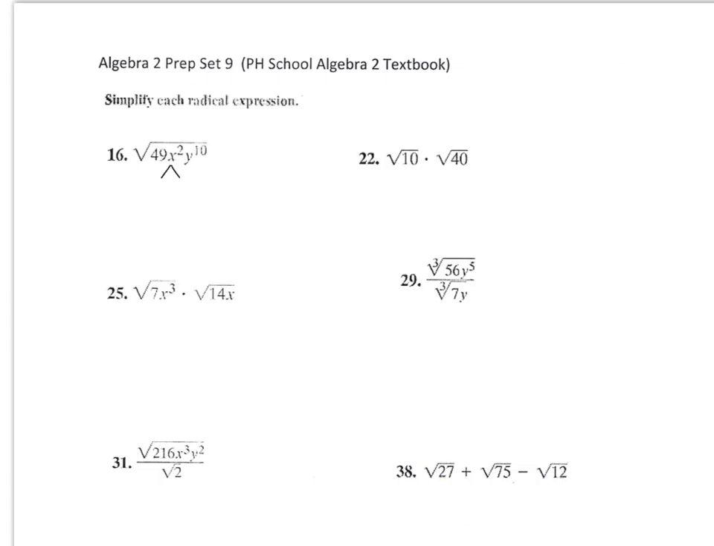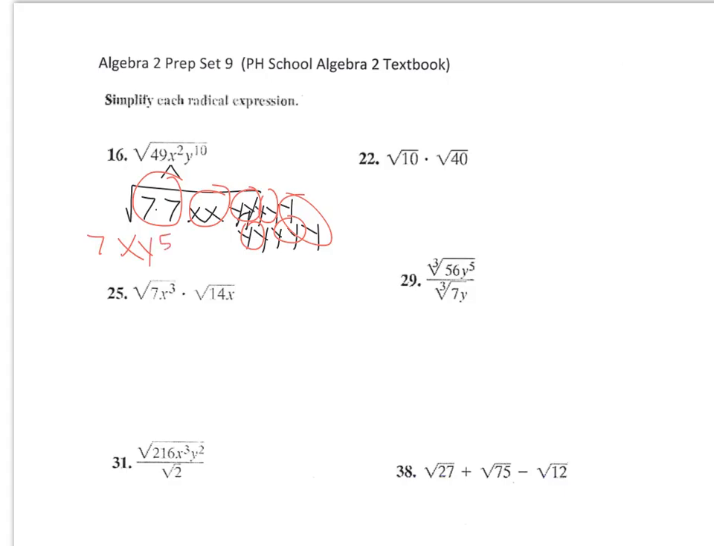You can factor this out and write 7 times 7, x, and 10 y's. That's kind of the long way, but people like to do it that way because it makes sense to them. Then you can pull out groups of 2, so 7 and x, and then 2, 3, 4, 5, y to the 5th. And there's nothing left on the inside. That's one way you can do it.